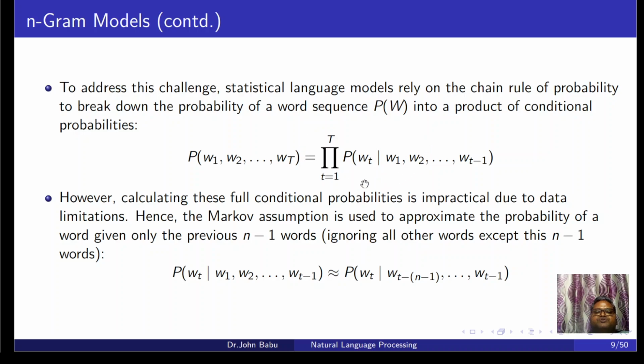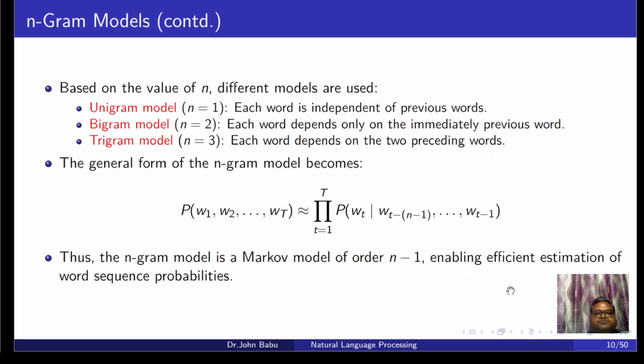By Markov assumption, we are considering only up to t minus 1 words starting from t minus n minus 1. So this is the Markov assumption. And what is an n-gram model? Suppose you are considering a single word, a solo word, we call that unigram. Suppose we are considering the present word and the previous word, then we say that it is a bigram model.